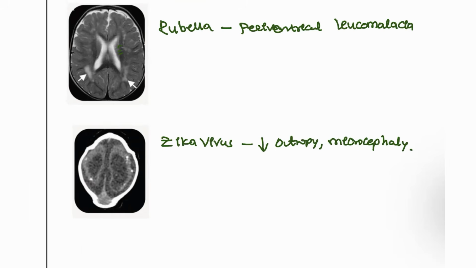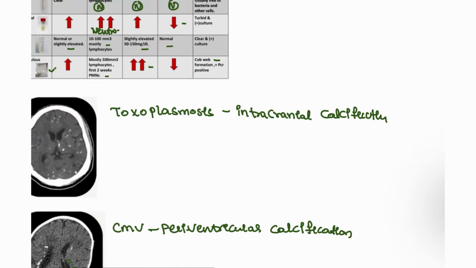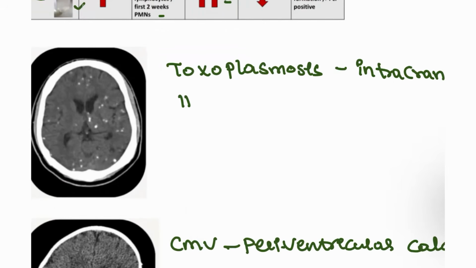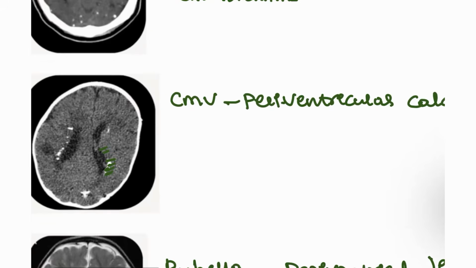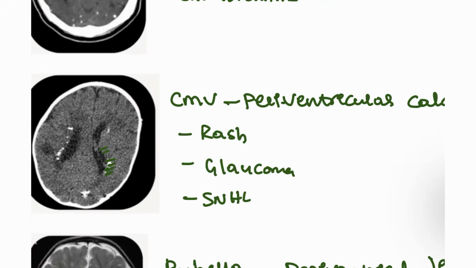Then what about the triads? The triad of these patients, first, coming to toxoplasmosis: in toxoplasmosis patients, you are going to see hydrocephalus and chorioretinitis, and intracranial calcification. Next, coming to CMV, you are going to see rash and also glaucoma and SNHL. So this is seen with the patients of CMV.